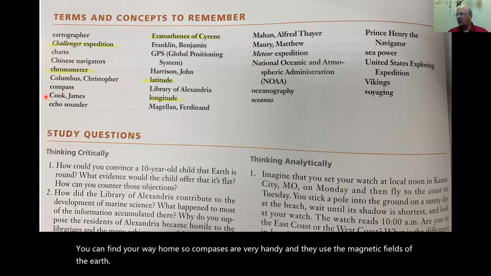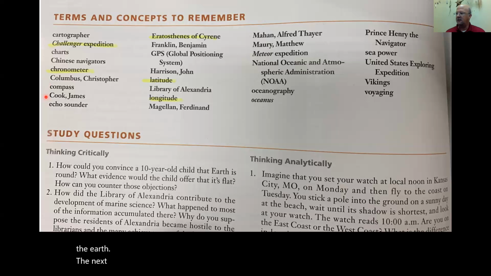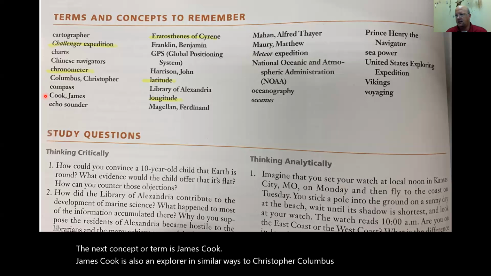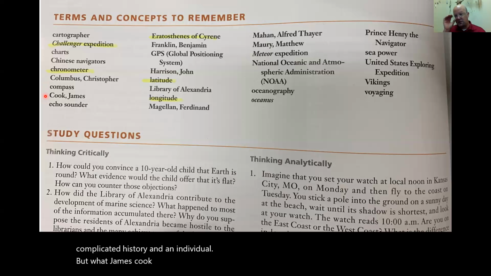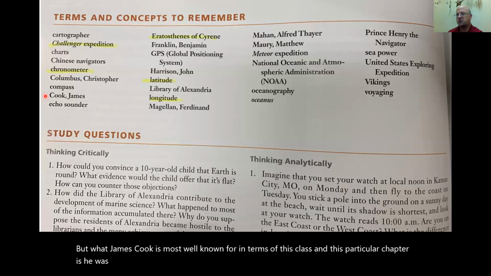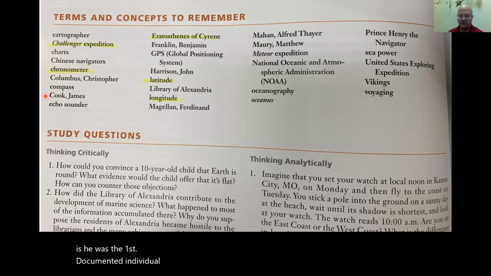The next concept or term is James Cook. James Cook is also an explorer in similar ways to Christopher Columbus. Again, very complicated history and individual. But what James Cook is most well known for in terms of this class and this particular chapter is he was the first documented individual to explore the Pacific Ocean.